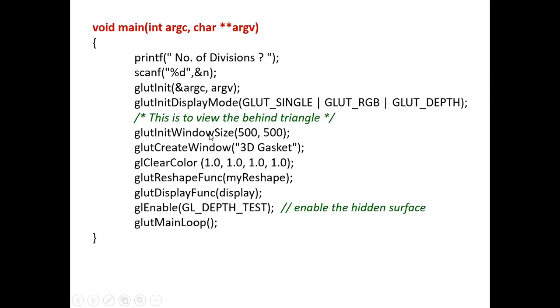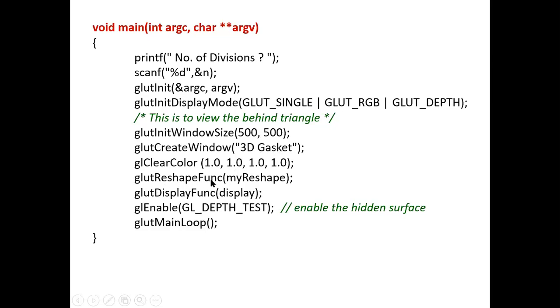Next, glutInitWindowSize. The size of my window is 500 comma 500. glutCreateWindow, the name of my output window is 3D gasket. glClearColor, so my background color is initially set to white, so on a white screen you will get your output.